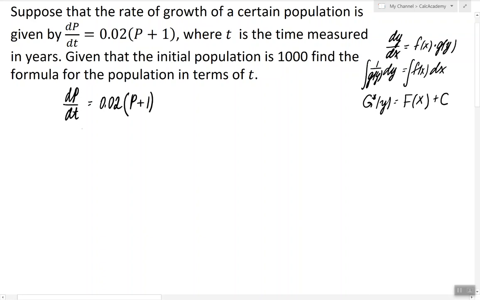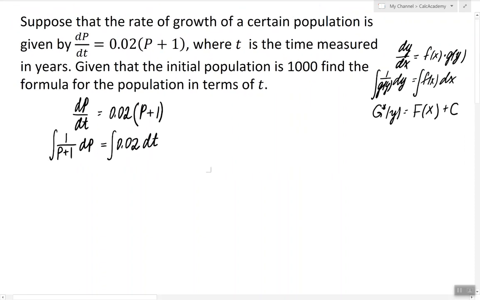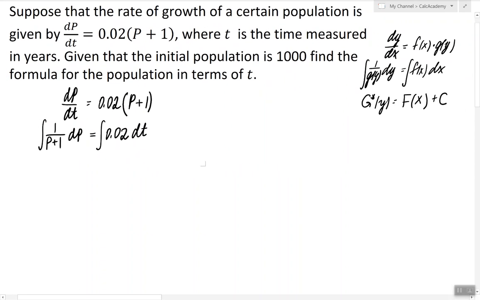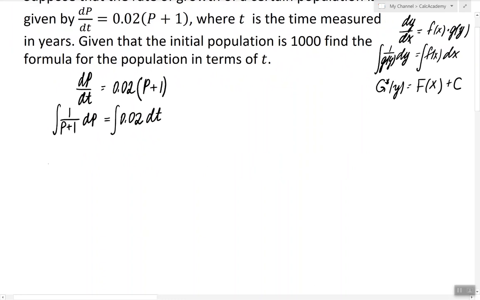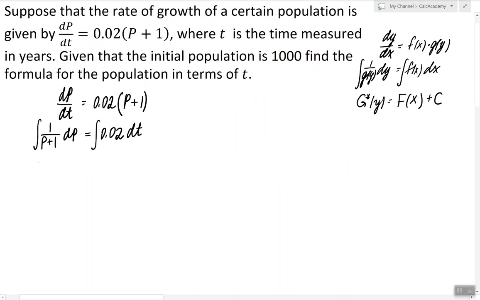So we're going to bring p + 1 to the left, and we're going to leave 0.02 on the right. Now we're going to set it up as two indefinite integrals equal to one another, and integrating the left hand side gives us ln of the absolute value of p + 1, and integrating the right hand side just gives us 0.02t + c.